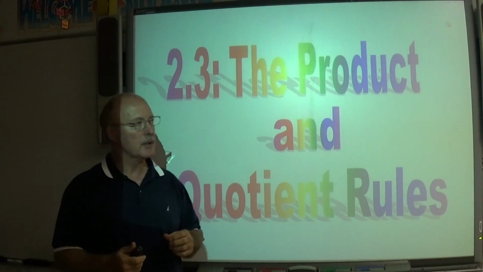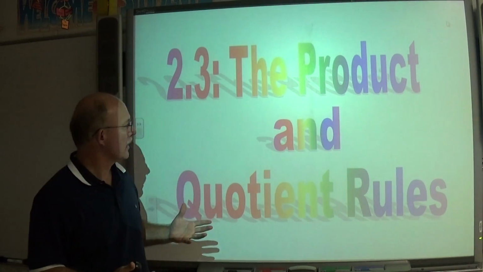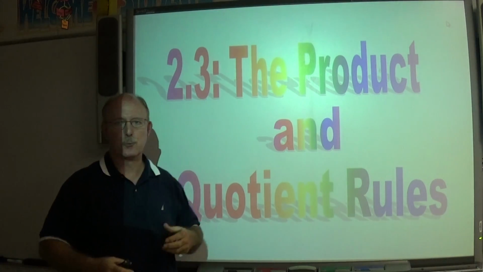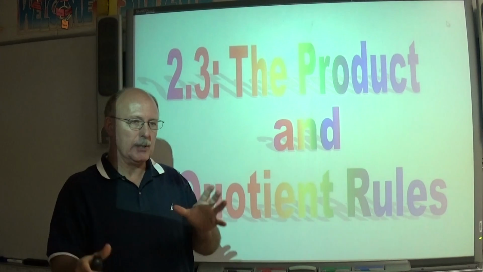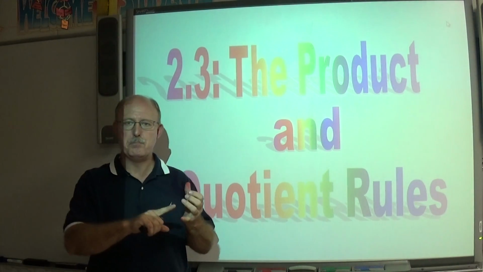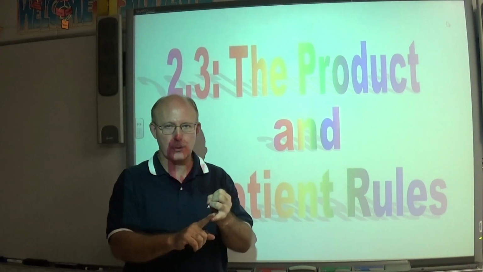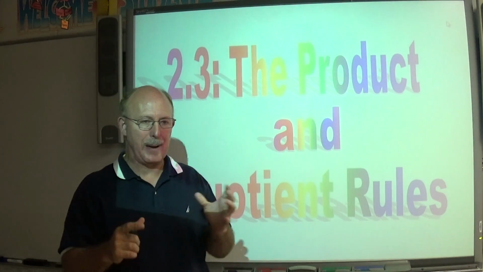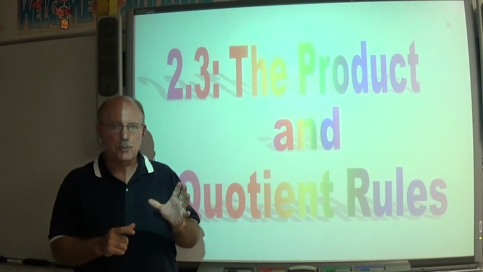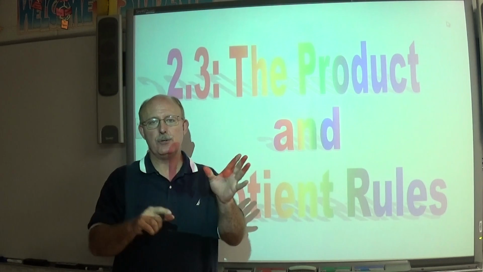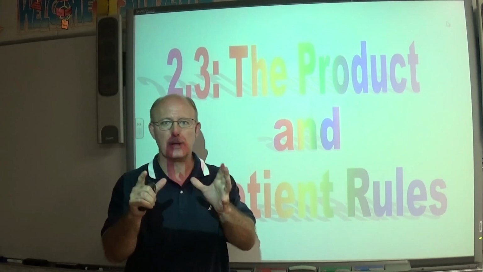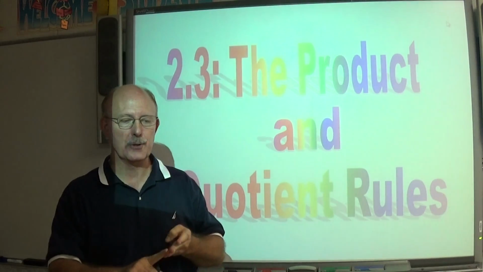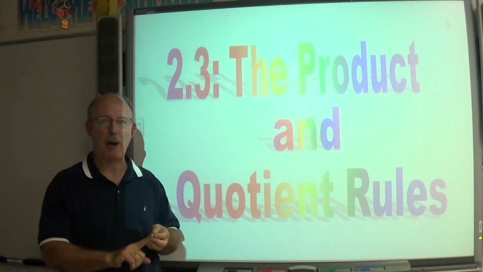Hi, today we're going to take a look at the product and quotient rules for derivatives. In our last video, we looked at the first big rule for derivatives, the power rule. If you remember, you multiply your exponent times your coefficient, and subtract 1 from your exponent. This is the first of four major rules for derivatives.